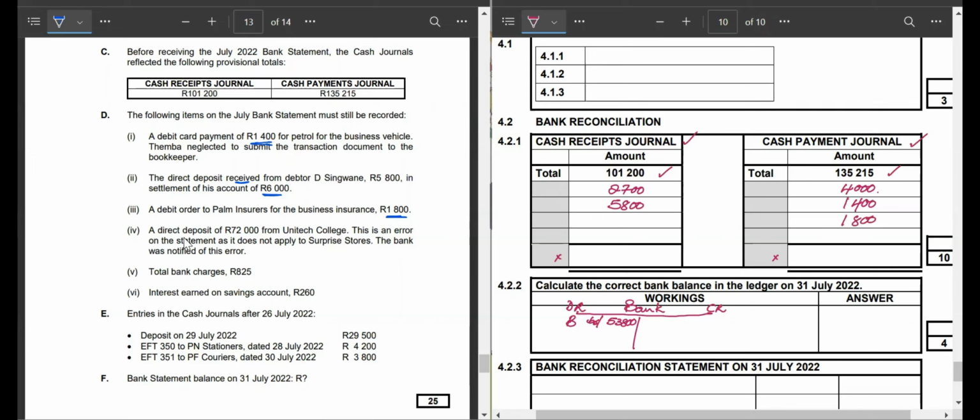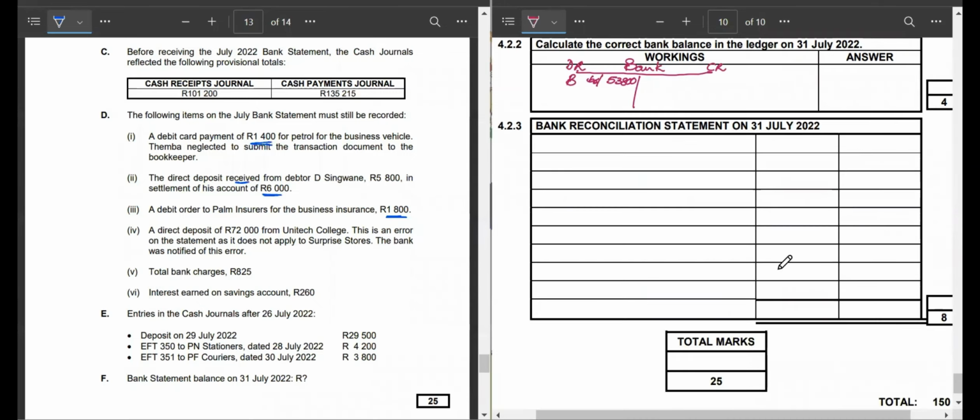Then number 4, a direct deposit of 72,000 from Unitech College. This is an error on the statement as it does not apply to Surprise Stores. The bank was notified of this error. So this is an error on the side of the bank. We don't correct it in our journals, therefore we come to the BRS.